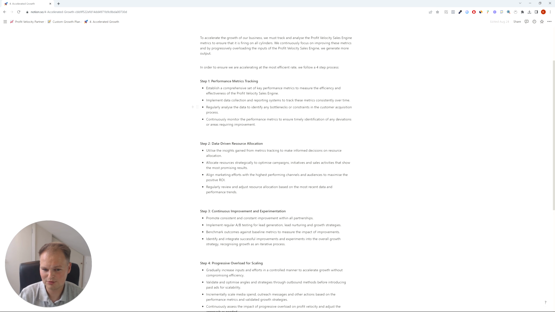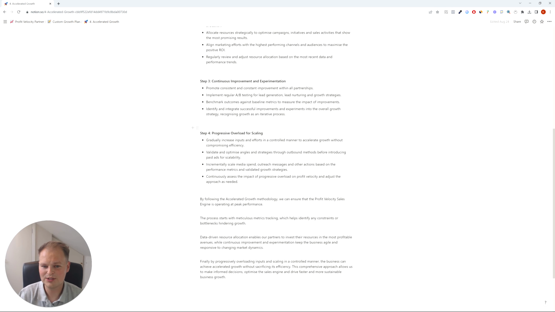Step 2, data-driven resource allocation. So we utilize the insights gained from the metrics tracking to make informed decisions on resource allocation and where to allocate budget. We allocate resources strategically to optimize campaigns, initiatives, and sales activities that show the most promising results, align marketing efforts with the highest performing channels and audiences to maximize a positive ROI, and regularly review and adjust resource allocation based on the most recent data and performance trends.